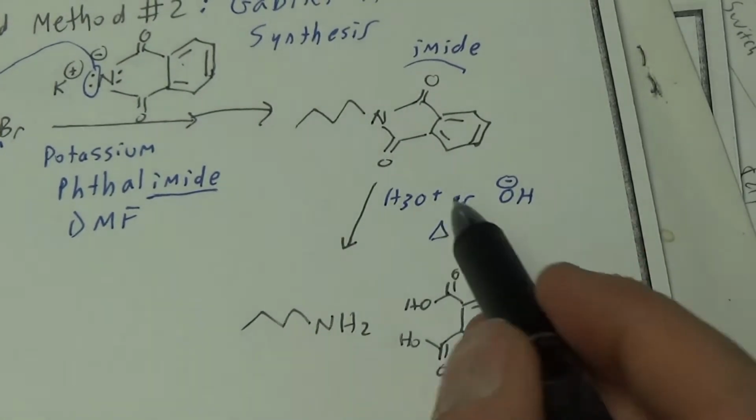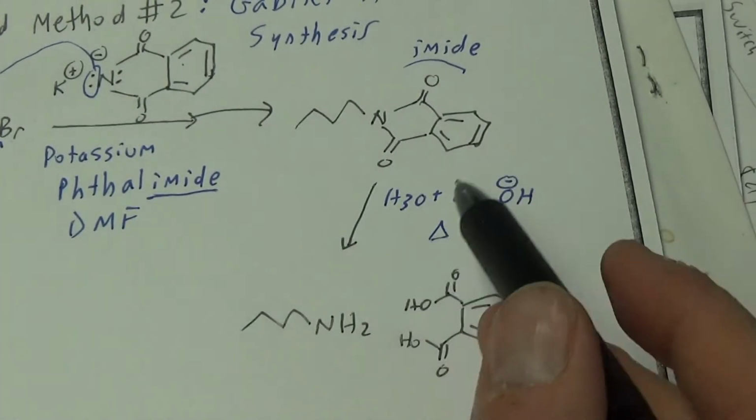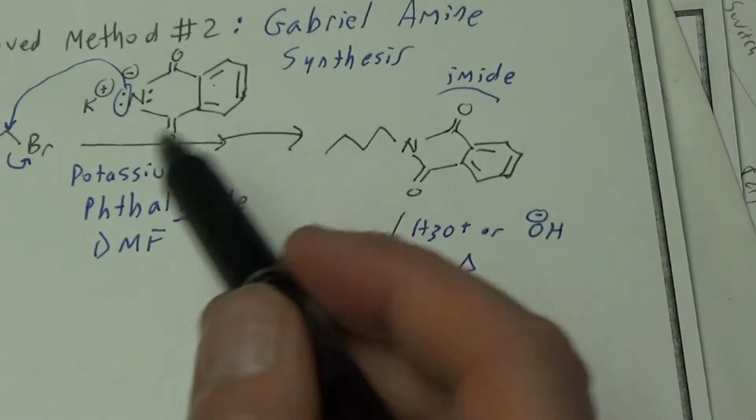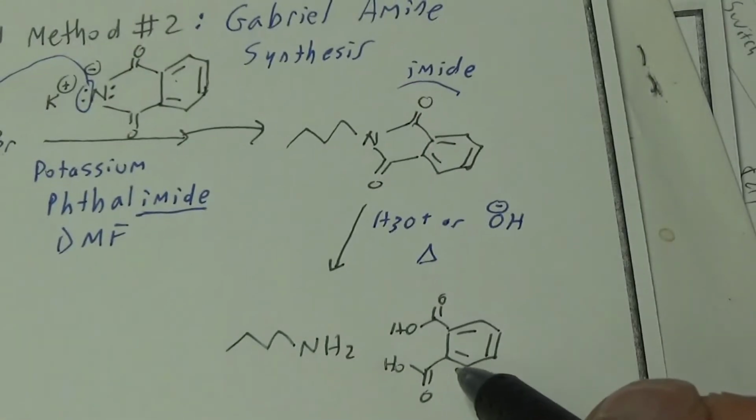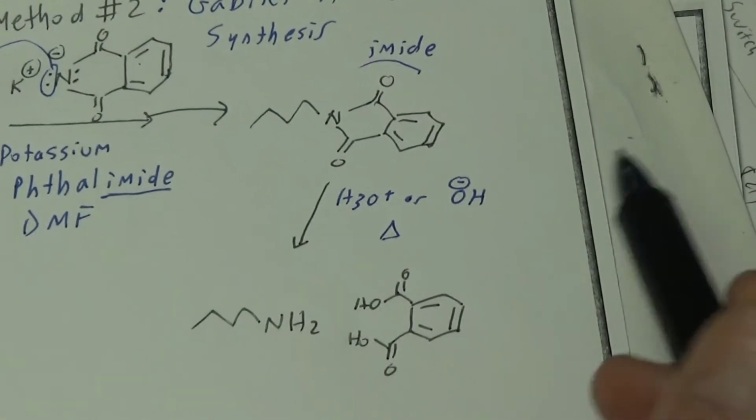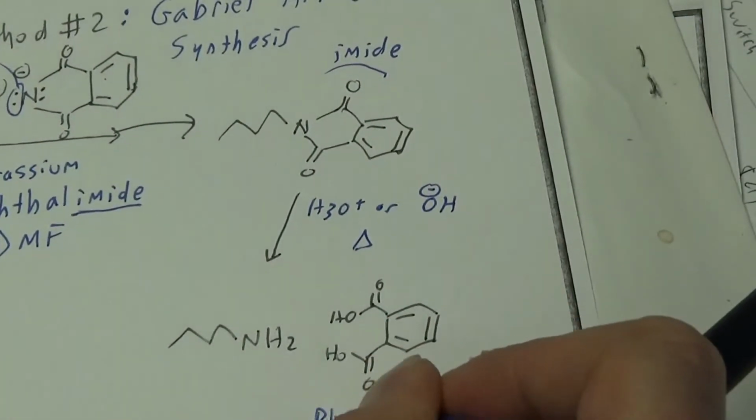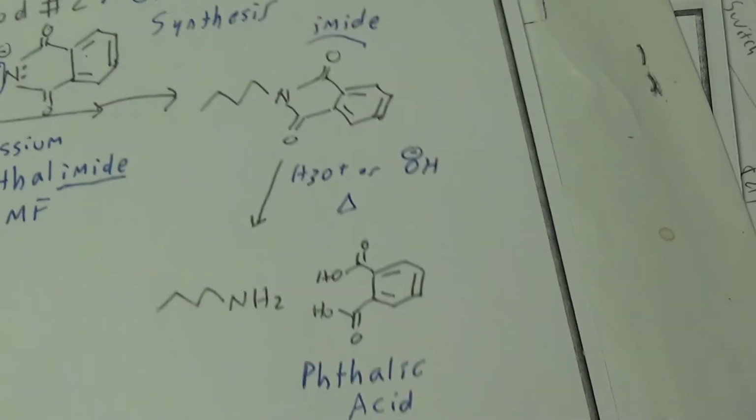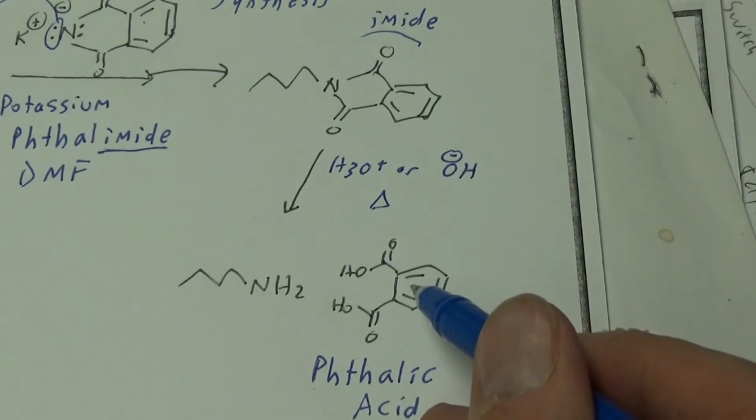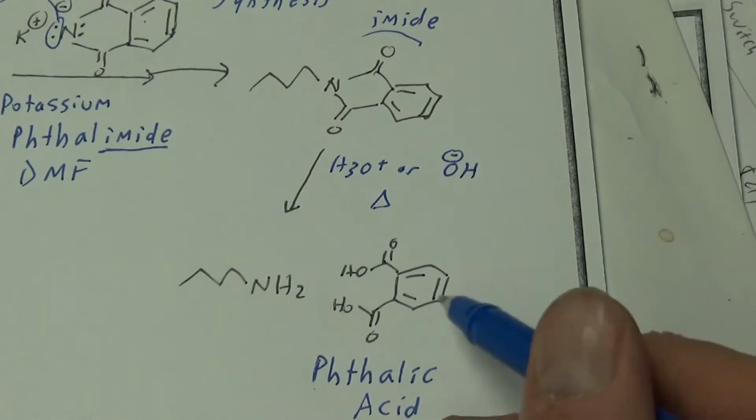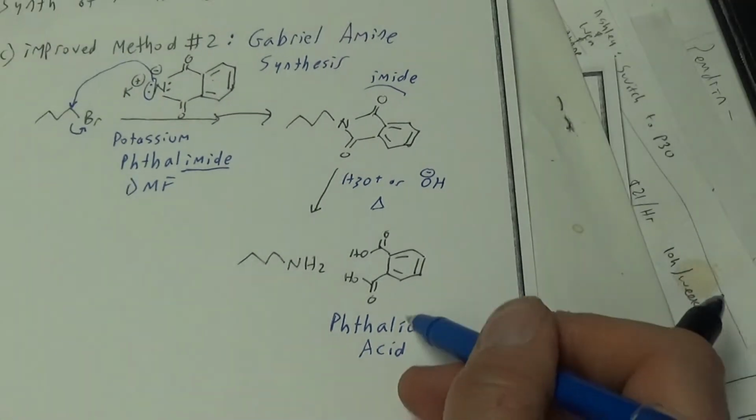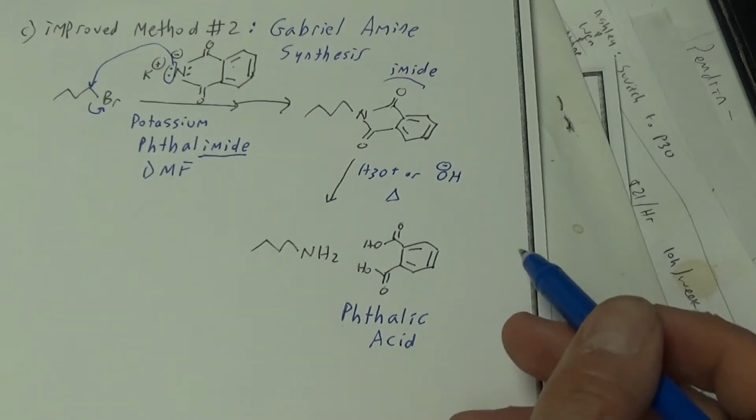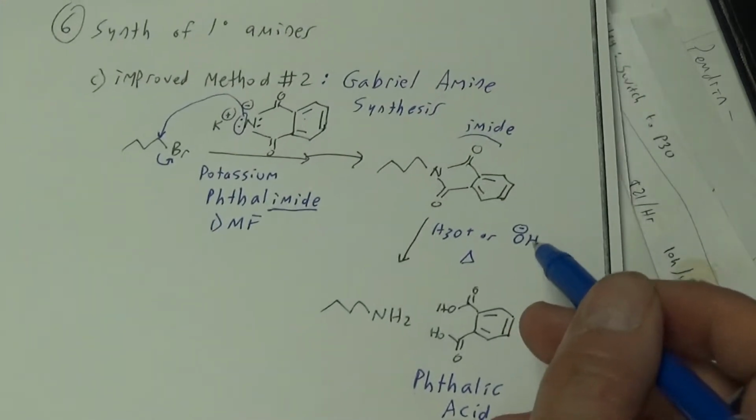We'll show the mechanism of that. It's a kind of tedious little mechanism. So this is phthalimide, and you guess what this is? It's a carboxylic acid. This is called phthalic acid, or you could call it benzene 1,2-dicarboxylic acid, or probably other names also. But the main common name is phthalic acid. Okay, so let's show the mechanism of hydrolysis.